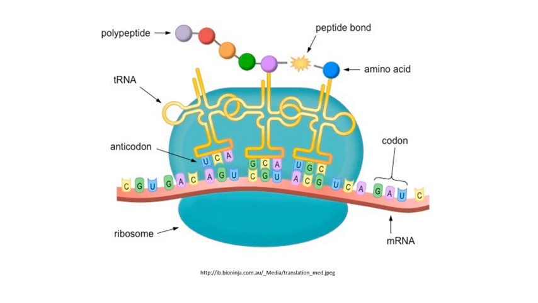tRNAs have 4 extensive intramolecular base pairing regions that form a cloverleaf structure, which then folds in half to form a more L-shaped structure.